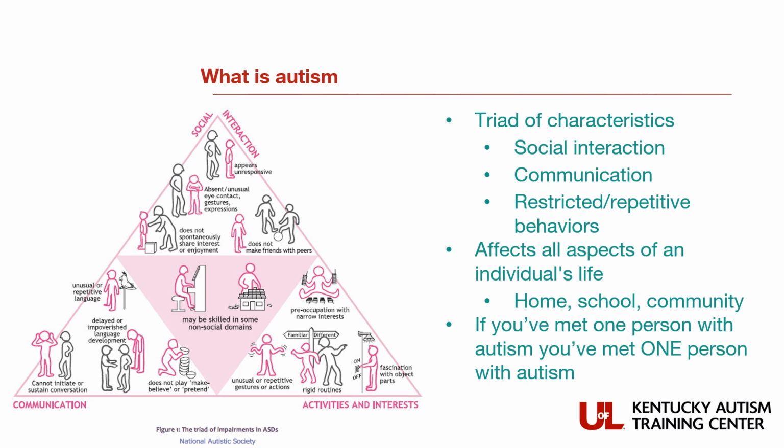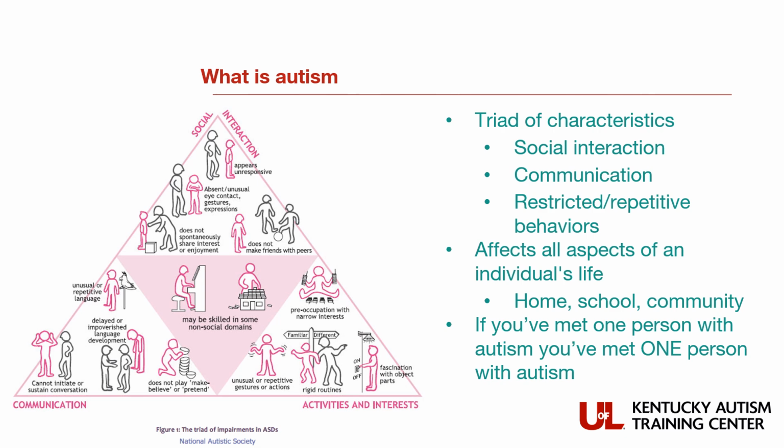Another area of the triangle is the communication area. That's going to be in your lower left-hand corner. On the graphic, you see they have unusual or repetitive language, delay or impoverished language development, cannot initiate or sustain a conversation, and do not play make-believe or pretend. I think eye contact is one that everybody thinks of. They often won't make direct eye contact. It's almost painful for them, as I've talked to some individuals for whom that's a challenge.